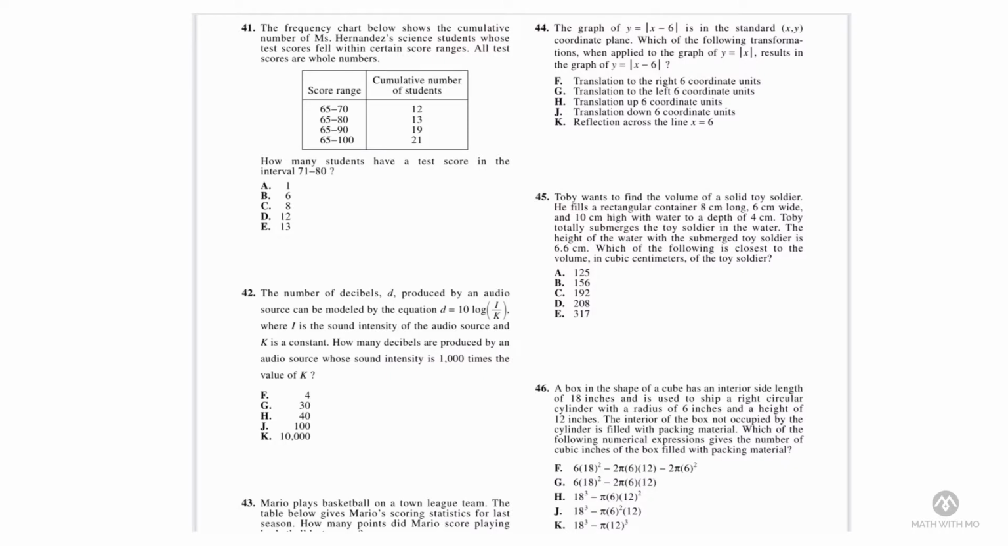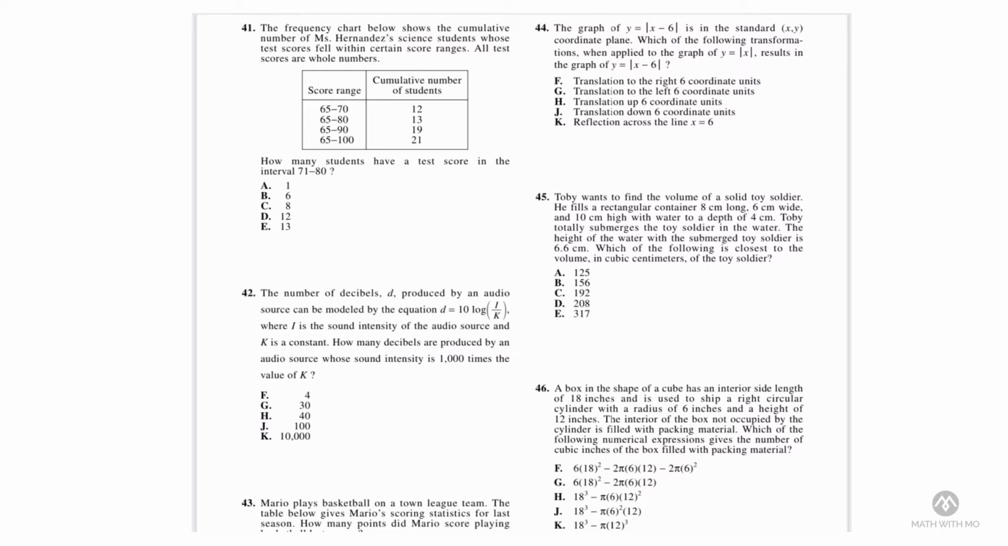The frequency chart below shows the cumulative number of Mrs. Hernandez's science students whose test score fell within a certain score range. All the test scores are whole numbers. How many students have a test score in the interval of 71 to 80? So we want to find out who has 71 to 80.